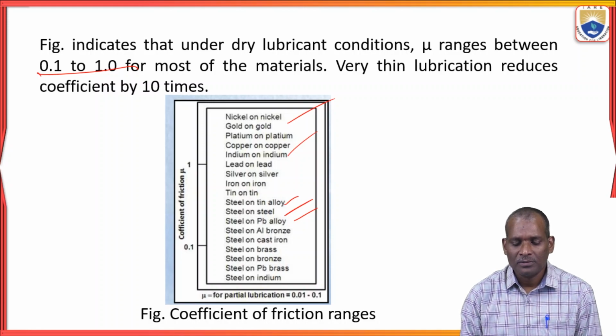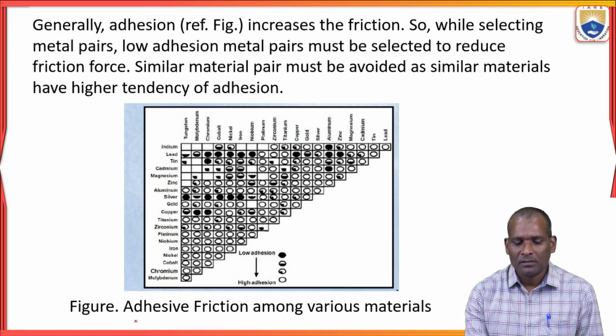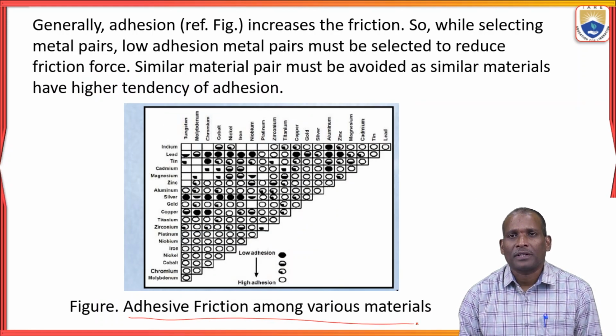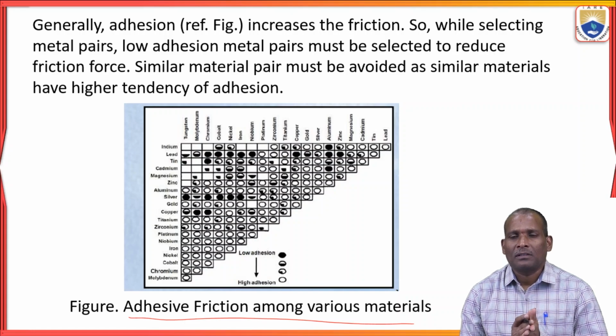The steel on bronze, like this structure shown here, the values of mu. In this figure, the adhesive friction among various materials is shown. Due to the adhesion property, the friction increases. While selecting materials, the low adhesion metal pairs must be selected to reduce friction force.